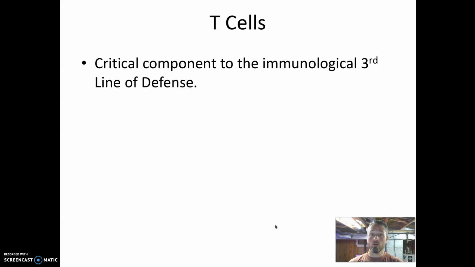All right, so T cells. Again, they're critical to our immunological third line of defense. Again, that's our adaptive immune response. So without T cells, we could not learn about harmful pathogens and how to protect ourselves from them.